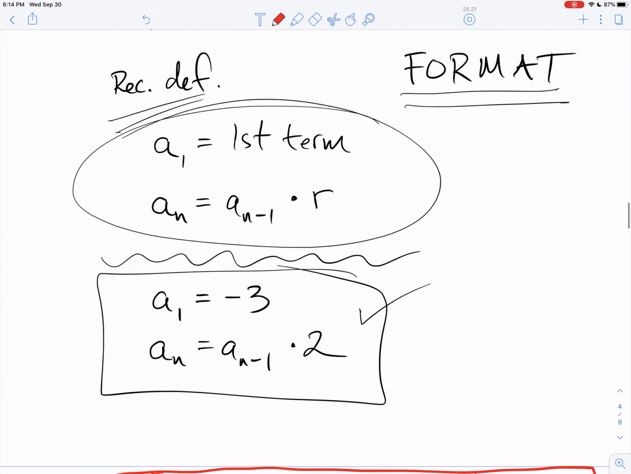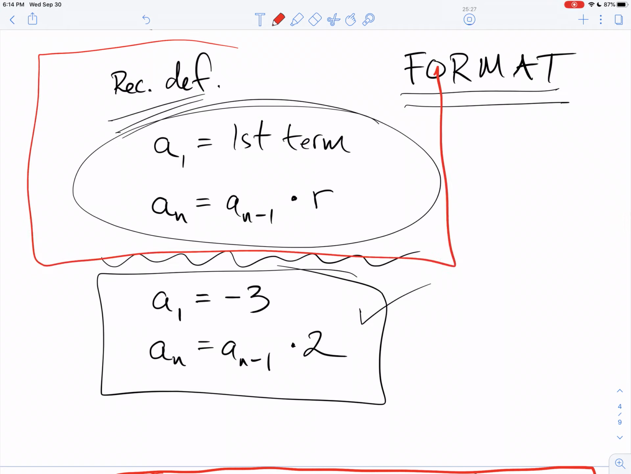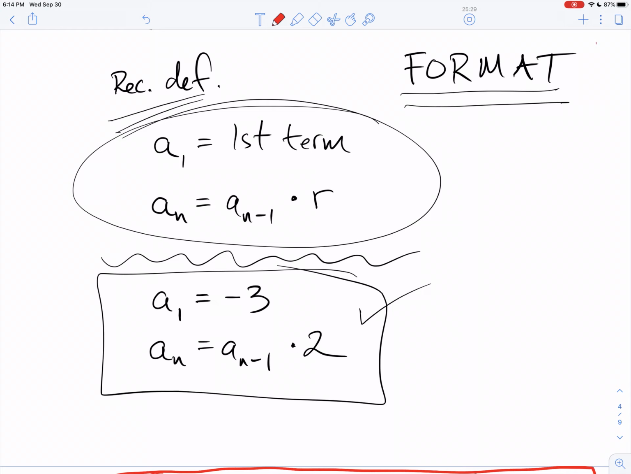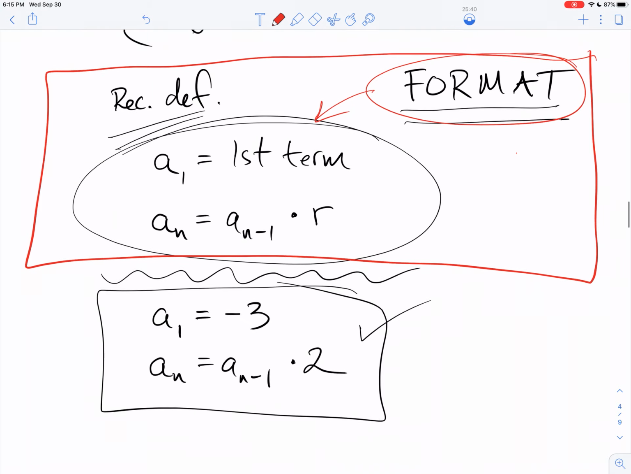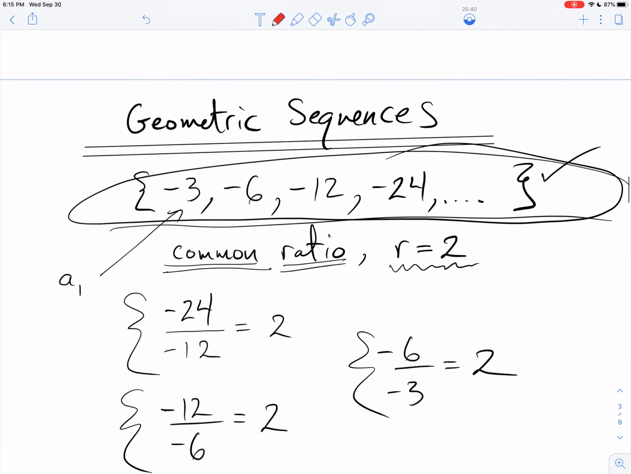Then there is the recursive definition. Whoop, I didn't want to do that. I'll back that up. Recursive definition format, it's always this, and you just fill in the blanks, just like you did with arithmetic stuff. And of course, the other way to describe a sequence is to write the list.